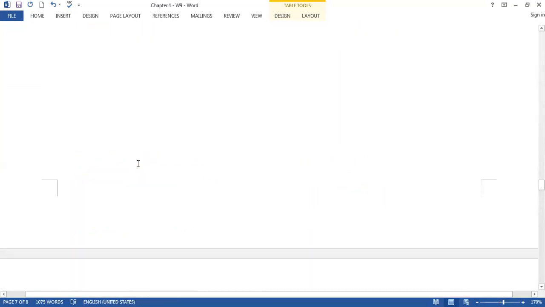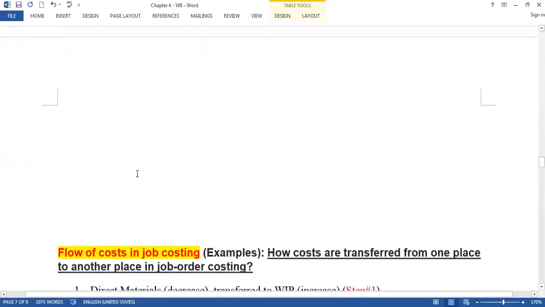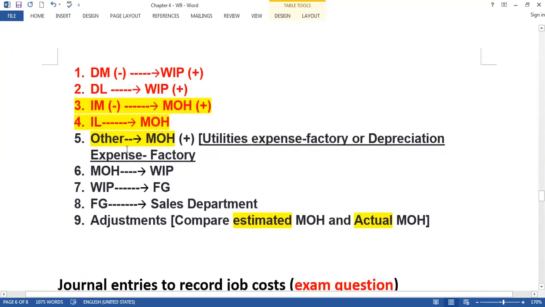Now I told you to look at the steps here. Up to here we are done. So direct materials transfer to WIP, direct labor transfer to WIP, and indirect materials, indirect labor, and other costs transfer to MOH. Now MOH transfer to where? MOH transfer to WIP, right? Now which one is increasing? WIP is increasing and MOH is decreasing.